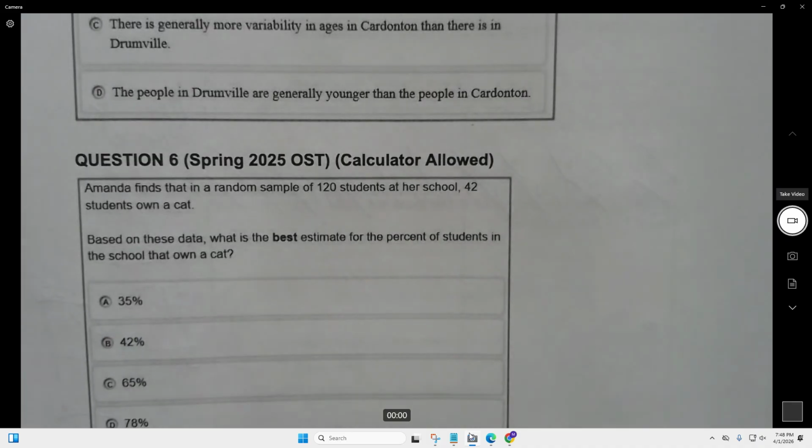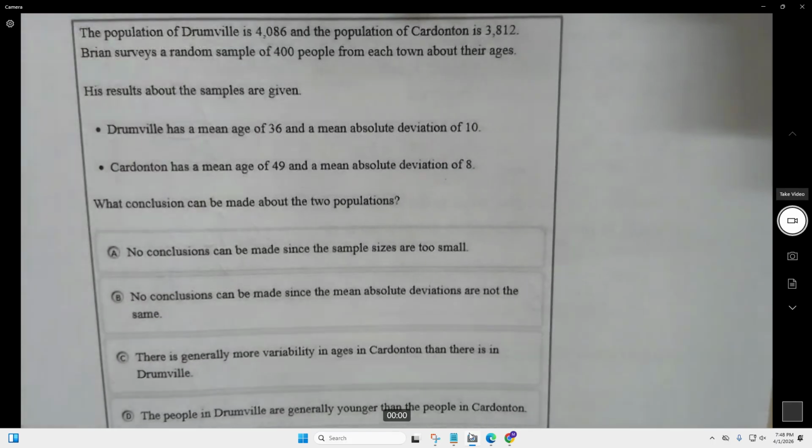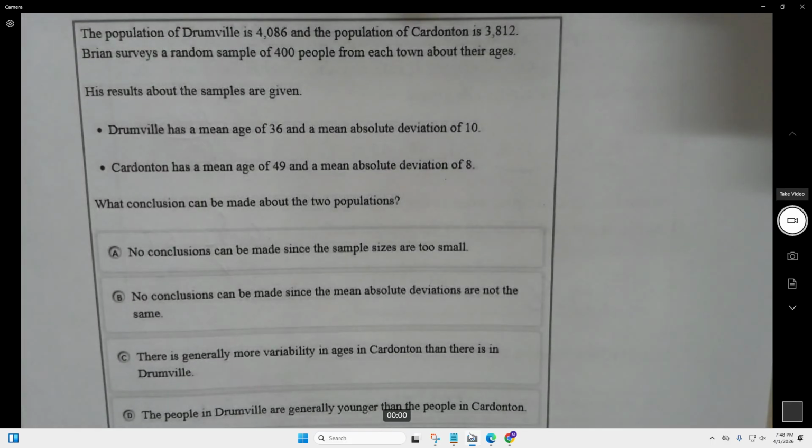Let's go to question 5. The population of Drumville is 4,086, and the population of Cardington is 3,812. Brian surveys a random sample of 400 people from each town about their ages. His results about the samples are given. Drumville has a mean age of 36 and a mean absolute deviation of 10. Cardington has a mean age of 49 and a mean absolute deviation of 8. What conclusion can be made about the two populations?